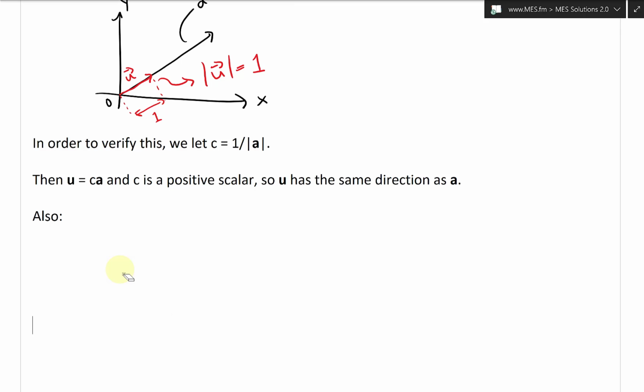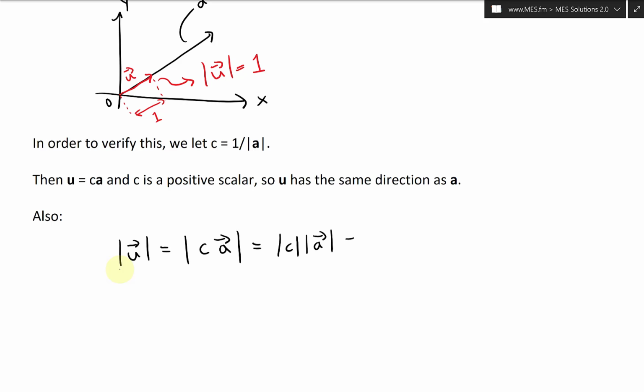And now here's where we prove it. If we look at the length of the unit vector u, this equals the length of c times a, the scalar times the vector. This equals the absolute value of c, which is positive so it's just c, times the length of a. Just factor that out, and c is equal to 1 over the length of the vector a, times the length of the vector a, and these just cancel. This equals 1. So you can just write it like that.